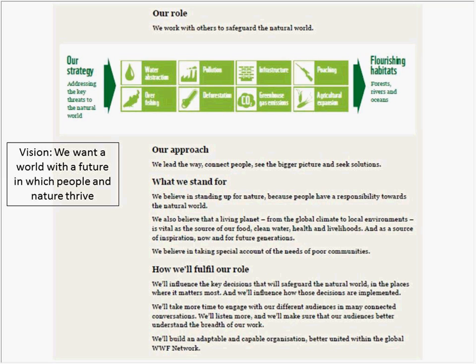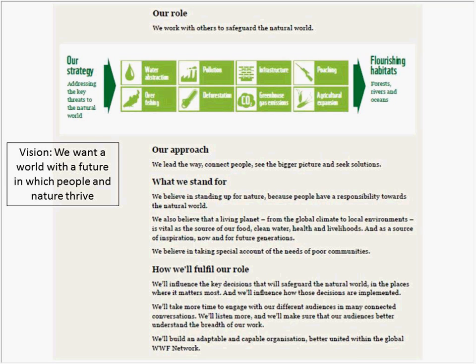So, this is WWF. Now, seeing their vision: a world with a future in which people and nature thrive. Going down immediately to their mission, our role with others to safeguard the natural world. Then our approach: we lead the way, connect people to the bigger picture and seek solutions. And then what we stand for and how we will fulfil our role.